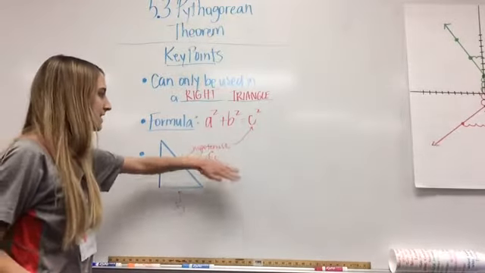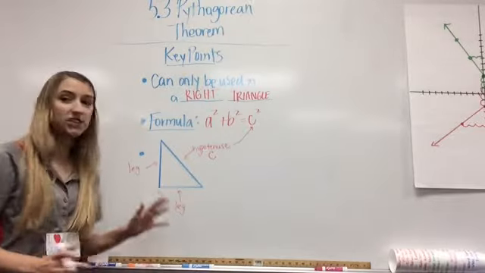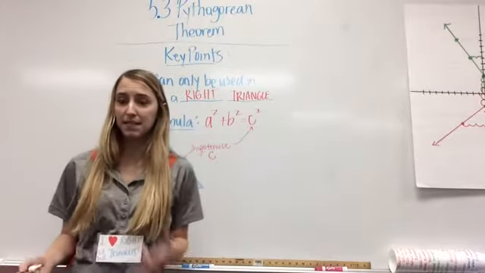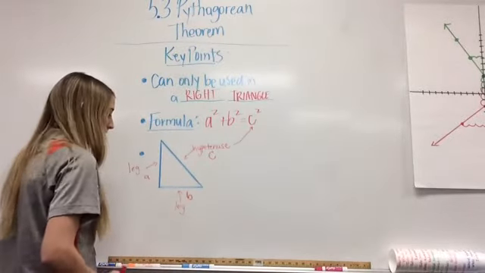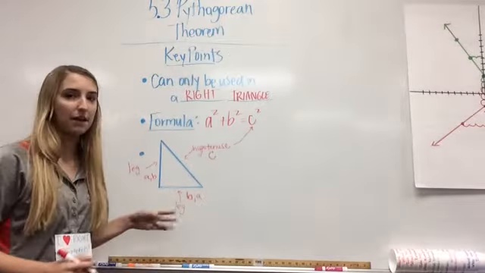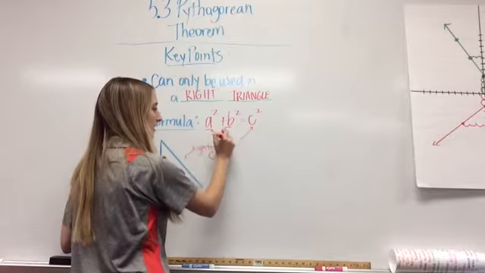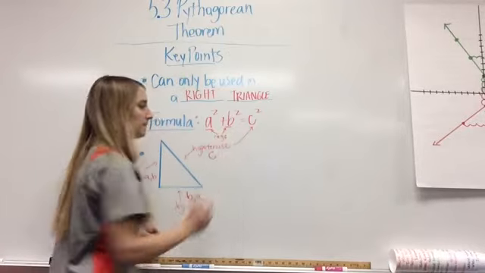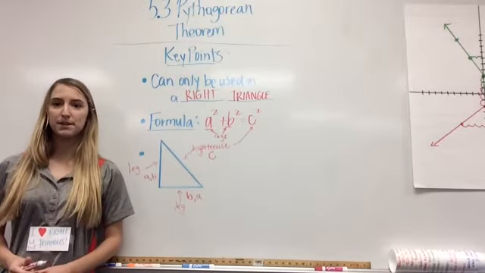The hypotenuse is C, and then it doesn't matter on the legs. Each leg can either be A or B. So this could be A, and this could be B, or this could be A, and this could be B. It doesn't matter. These two just have to be your legs. That's what you need to know right before we jump into our example. So make sure you have this down.